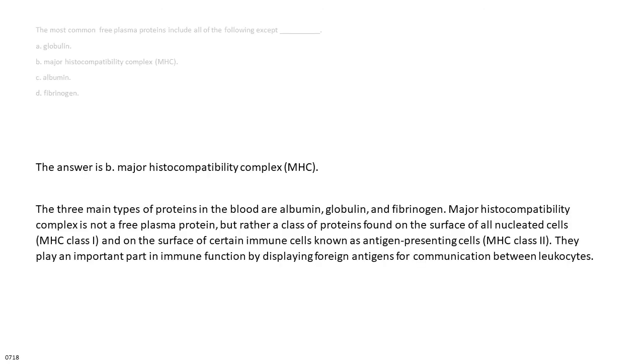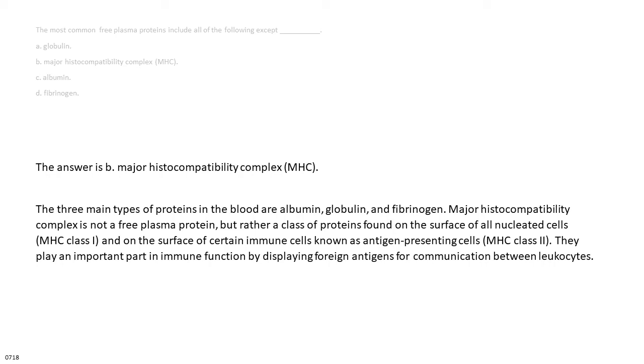The most common free plasma proteins include all of the following except which? A. Globulin. B. Major histocompatibility complex, MHC. C. Albumin. D. Fibrinogen. The answer is B. Major histocompatibility complex, MHC.